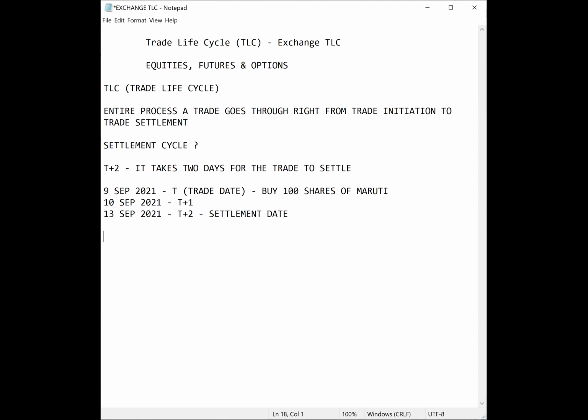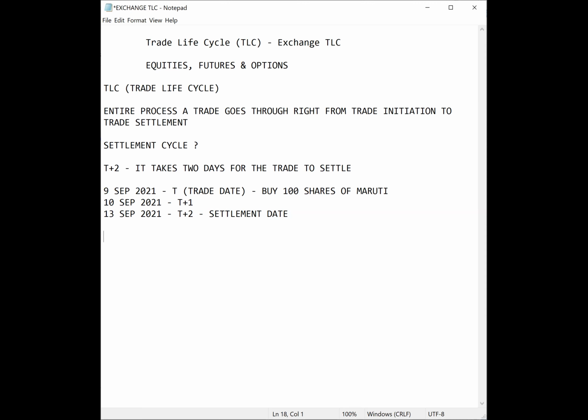Although our brokers block our funds, the eventual exchange of cash and securities happens on T+2. So you can say it takes 2 days for you to get the shares. Or if you are selling, it will take 2 days for the money to come into your account. Right? This is what we call a settlement cycle.